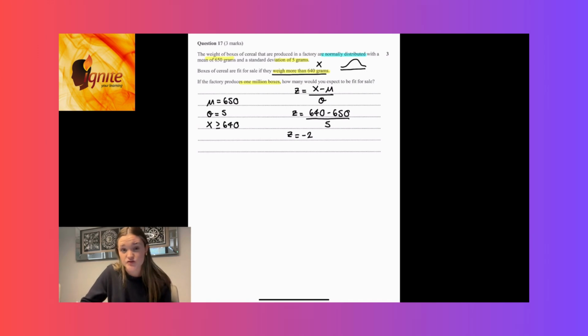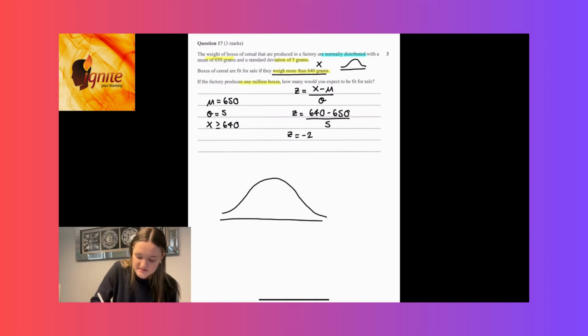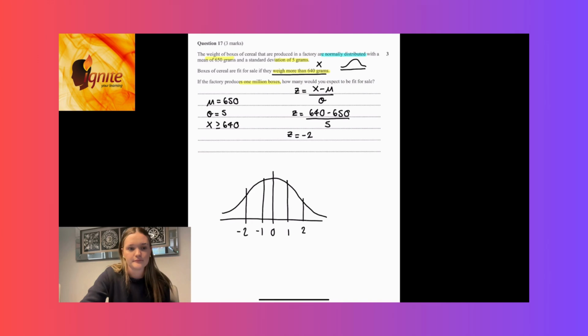So let's see where -2 sits on our bell curve. Redrawing the bell curve that's in the formula sheet, we have it symmetrical around 0. We have the points -2 and 2, like that. Okay, so what we know here is that if Z is equal to -2, and we know that we want X to be greater than or equal to 640, because these are correlated, we can say that we actually want Z to be greater than or equal to -2.